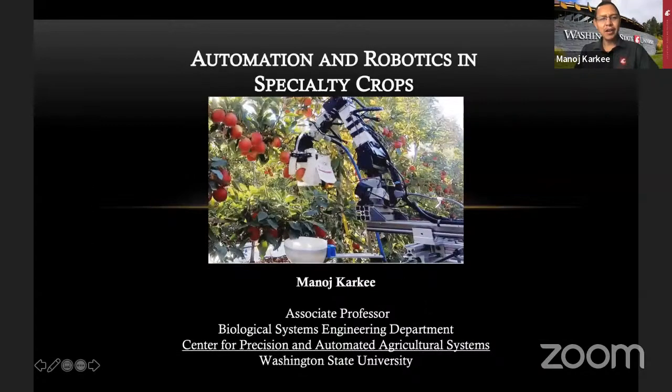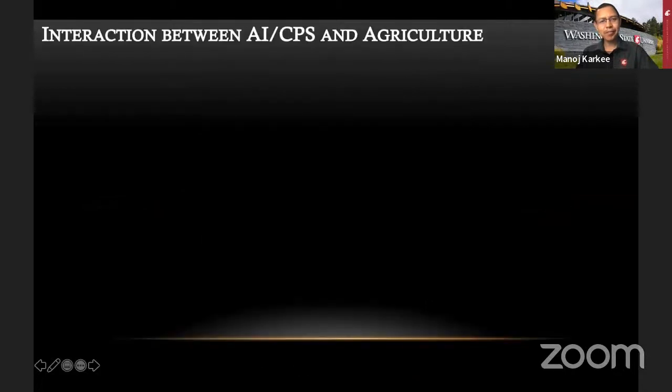So with that, again, my name is Manoj Karki, associate professor here at the Biological Systems Engineering Department, Center for Precision and Automated Agricultural Systems. The lecture covers both some of the research examples from my program, as well as some thoughts around the future of automation and robotics in agriculture, as stated in the introduction earlier.